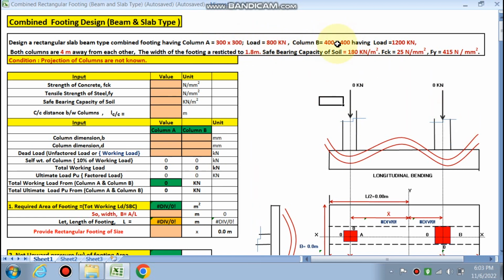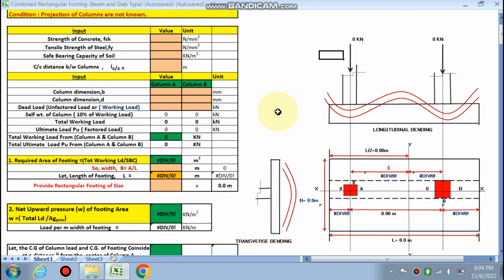Column B is of size 400 by 400 and the load is this much. Both columns are 4 meter apart and the width of the footing is restricted, in this case 1.8 meter. If it is not restricted, you can assume that the safe bearing capacity is 180 kN per meter square and fck is 25 and fy is 415.